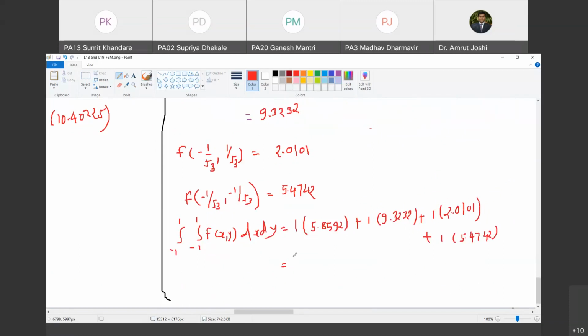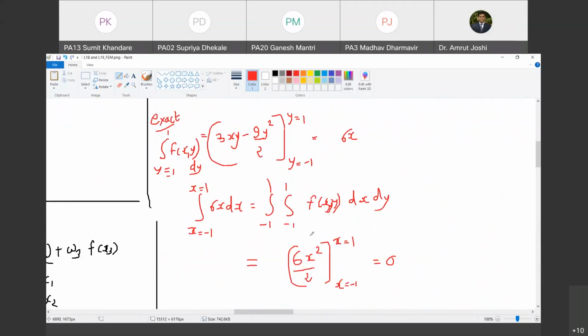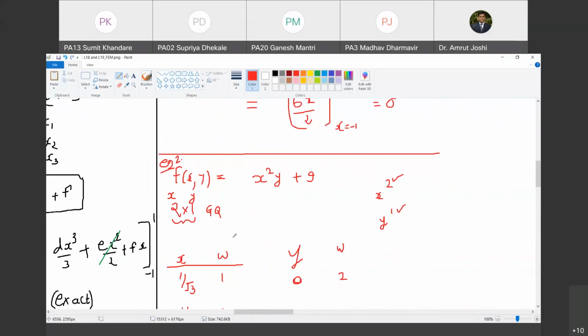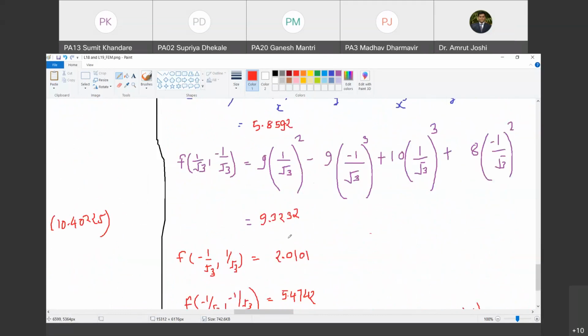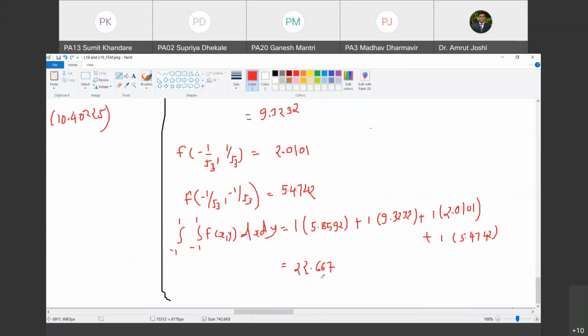Yeah, go ahead. 22.667. Just a minute. 22.667. Now I encourage you to do this double integration exactly, and you will be able to prove that this value is exactly equal to 22.67.